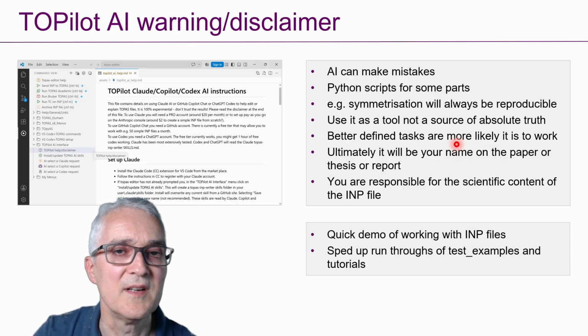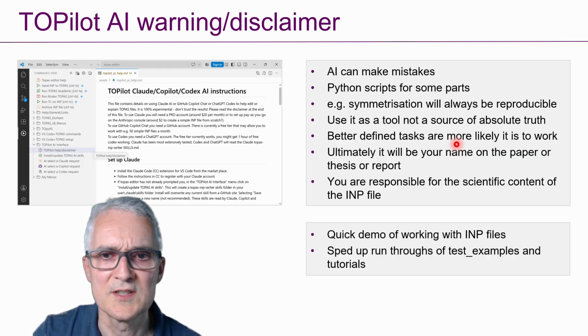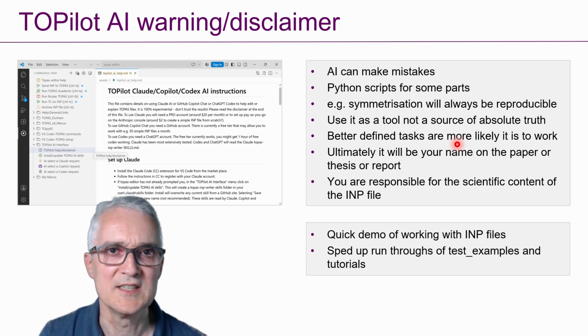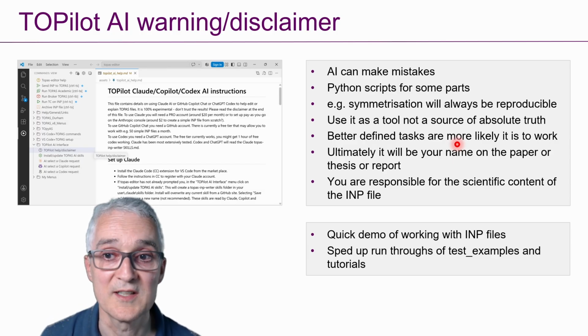So, for example, if you say to TOPilot, can you explain this part of an input file for me? It will consult the manual and it will almost certainly get that right. If you give it a very broad description, like analyze this powder pattern, it may not know what to do. So it may go off and do some analysis that isn't what you were expecting.